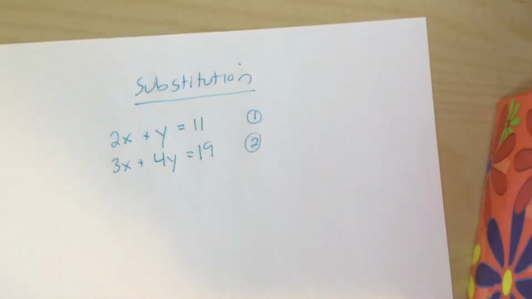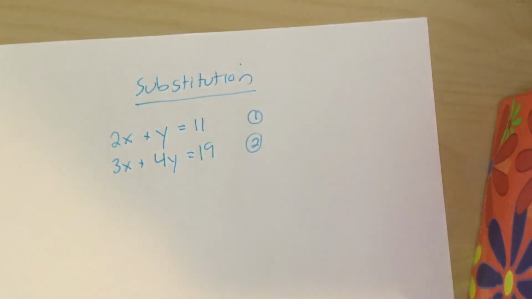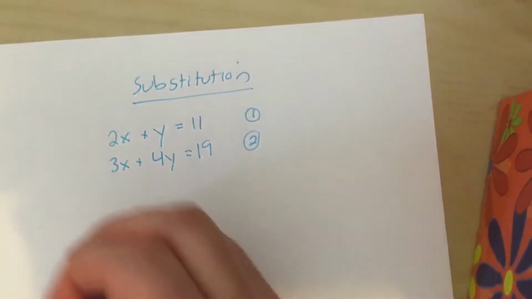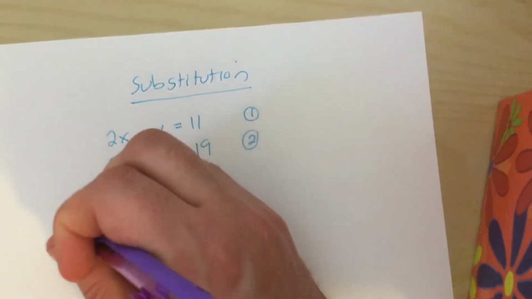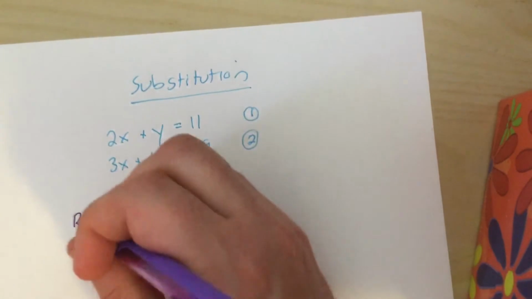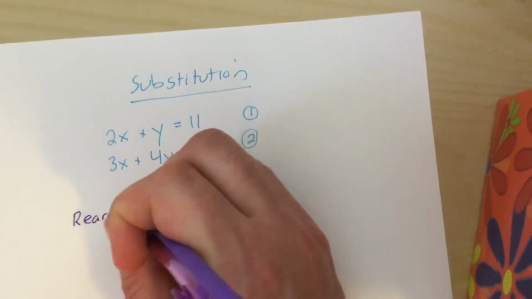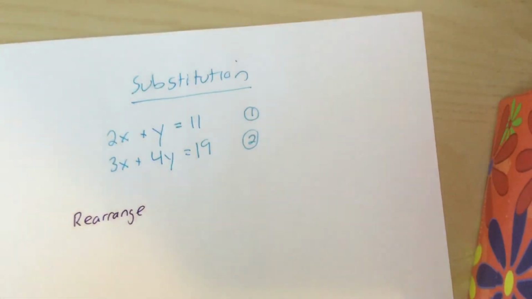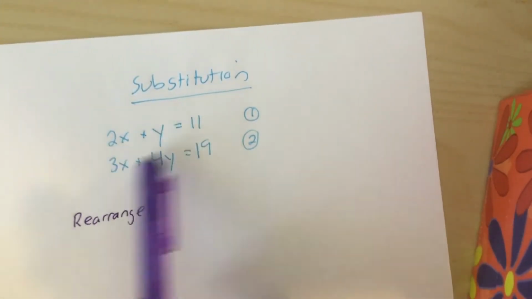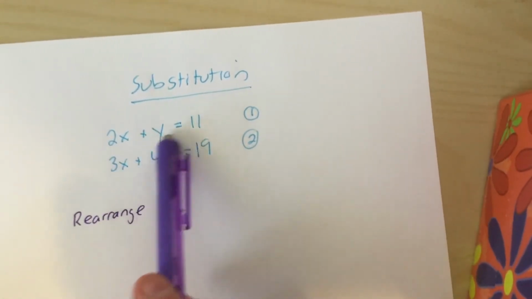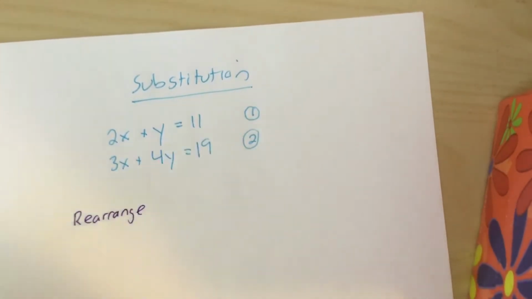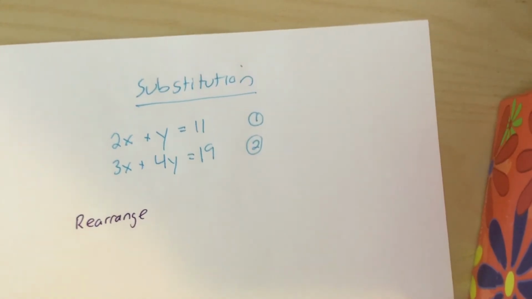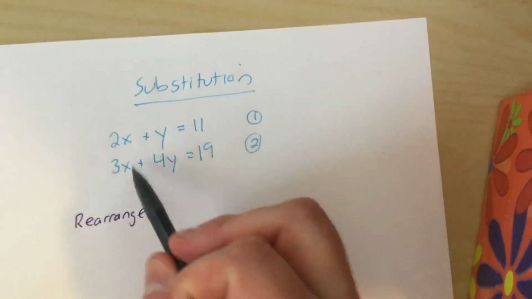So we have a couple of steps, and the first step is we need to isolate a variable. So we're going to have to rearrange an equation, either equation 1 or equation 2. What we want to look for is which one of these. We have 4 candidates: the 2x or the y, or the 3x or the 4y. Any one of these can be isolated.